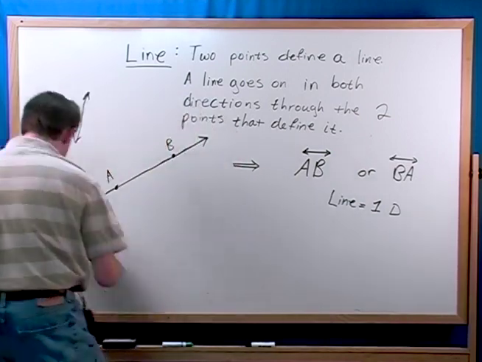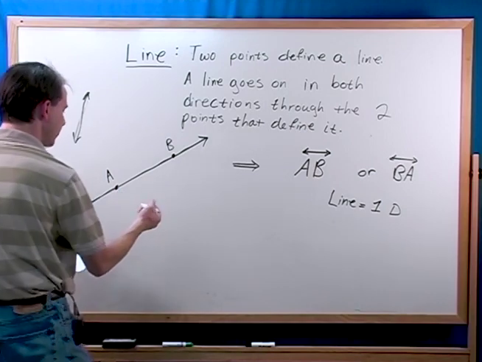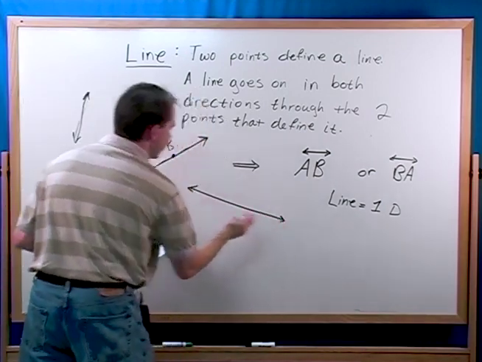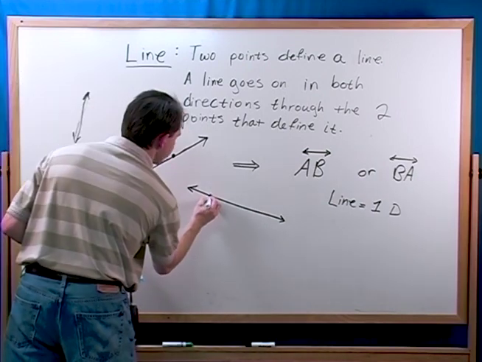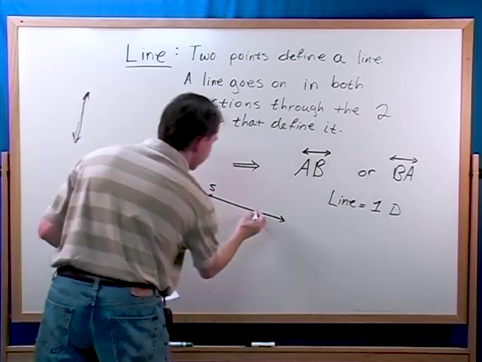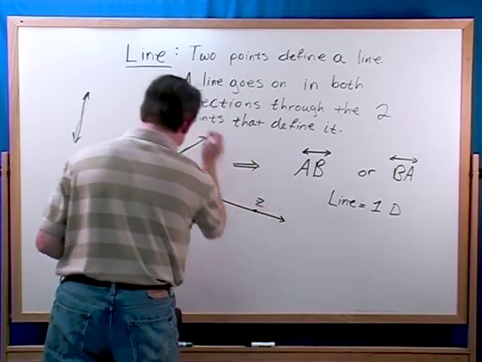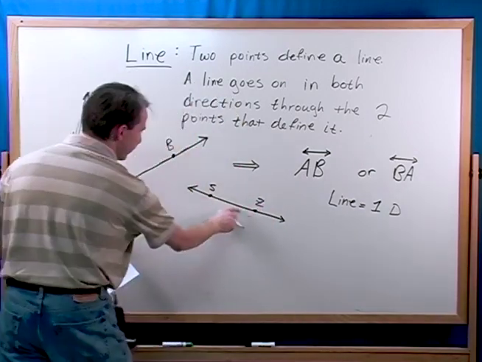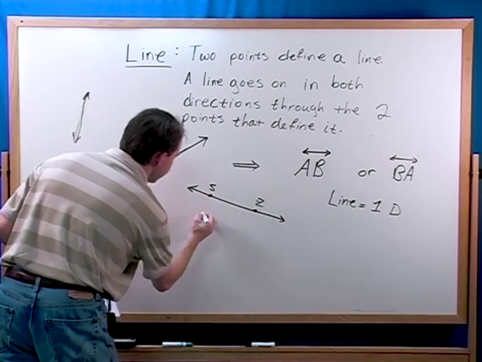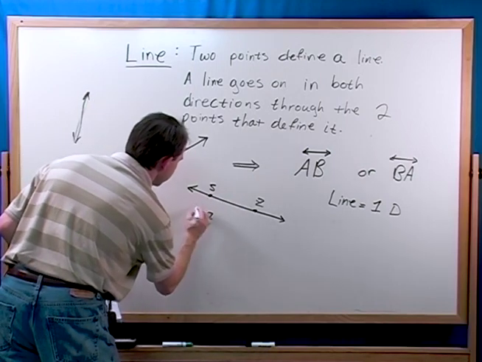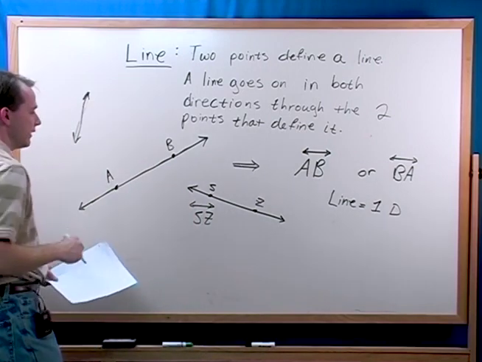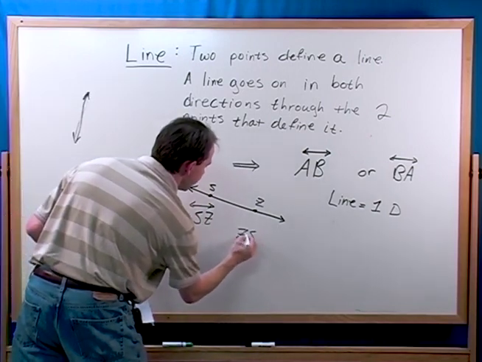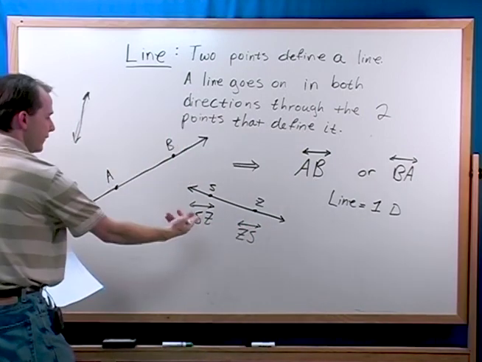Okay, let's say you had a line that started here and it goes like this, and it goes through the points S and Z. Okay, how would you write this line? This line goes through these 2 points, S and Z, so I would write it as SZ with the double arrow on top, or I could say ZS. Okay, either letter back and forth.